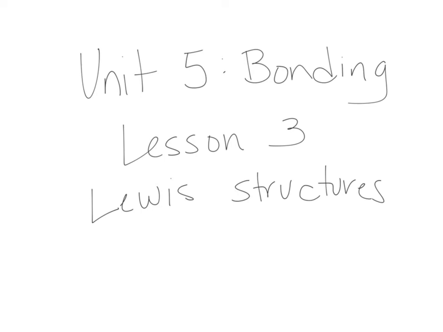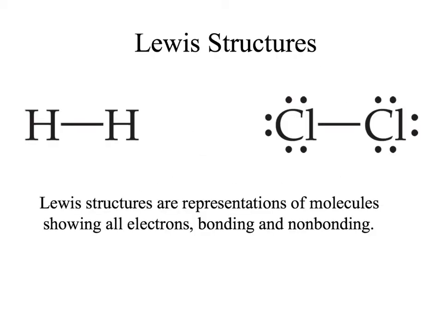Hello. Today we're going to talk about Lewis structures, what they are and why we use them. Lewis structures are representations of molecules that show all electrons, bonding electrons and the non-bonding electrons. Usually, or often, we'll show a bonding pair as a line, non-bonding electrons we just show as two dots.